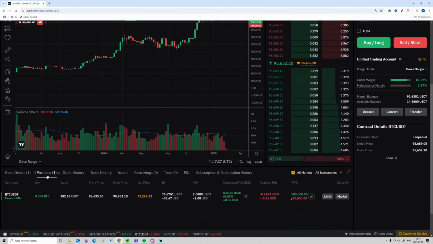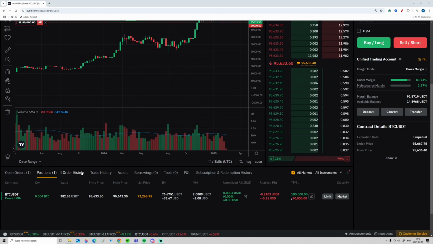And as you can see, right here on the positions tab, we have the position. You can see everything you need to know. You can see the leverage. You can see the liquidation price right here. And as you can see right here, you can see the profit or loss.